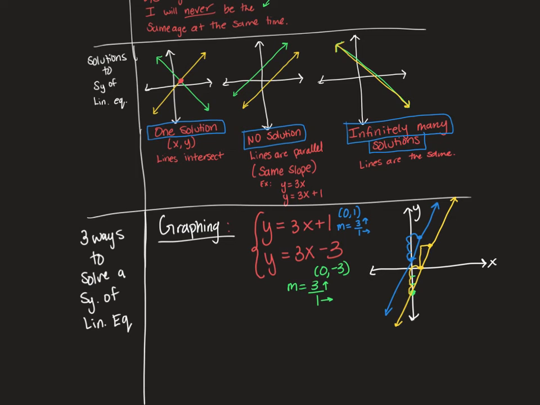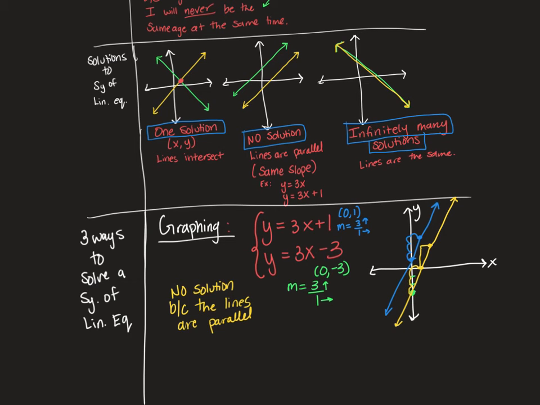What do you guys notice about these lines? Do they have a solution? Nope. No solution because the lines are parallel. Do you guys know another way that you can prove that these lines are parallel?